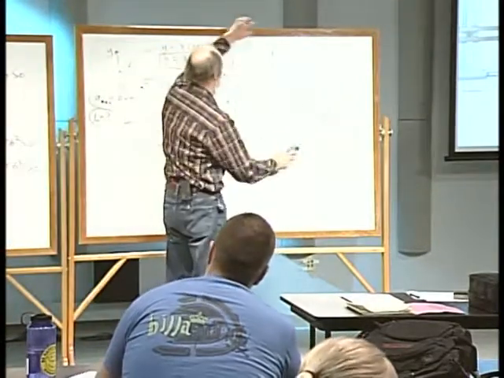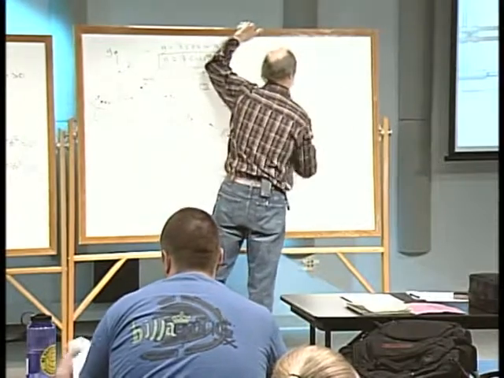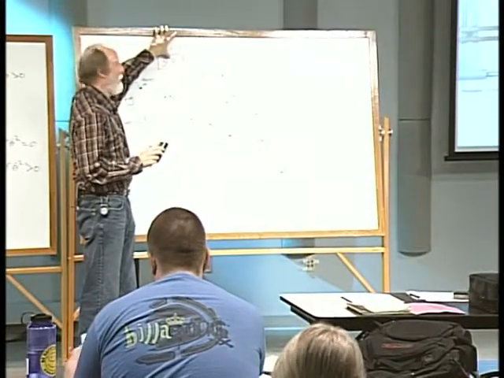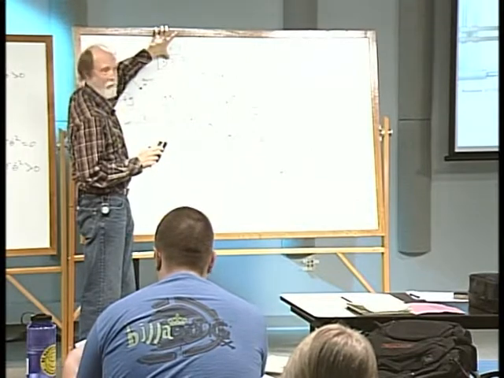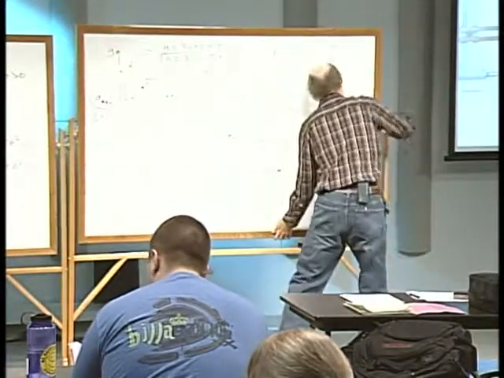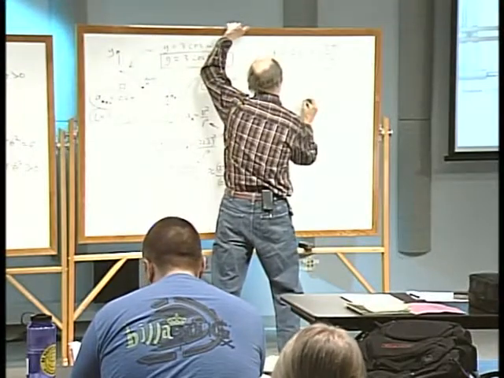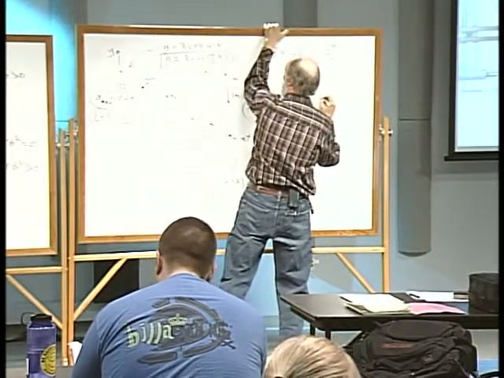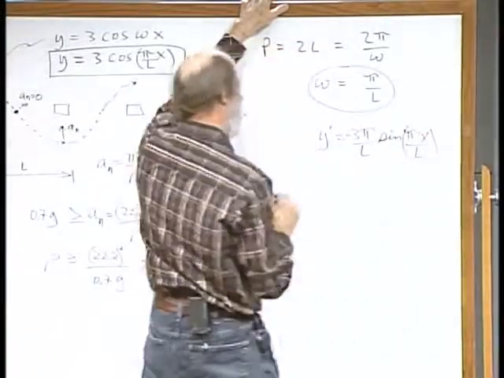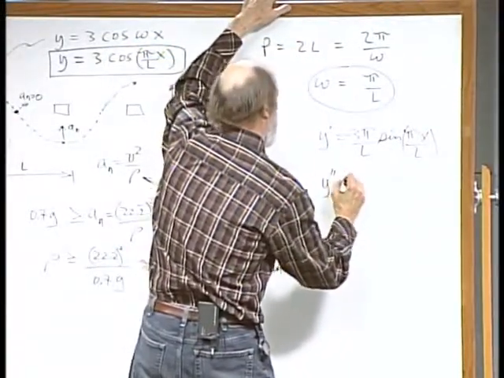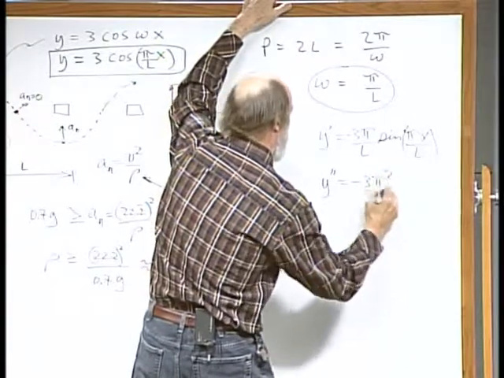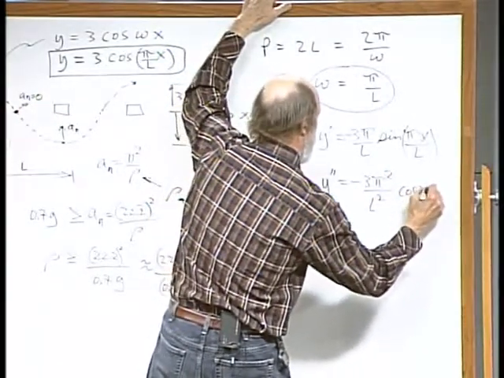And I'm going to erase our Vmax calculation over here so I have enough room to do this. What I do remember is that we need derivatives. We need the second derivative, and obviously the first derivative. Those show up when we formulate that. So if I do the first derivative, y prime is negative 3 pi over L sine of pi x over L. And then if I get the y double prime, we crank it again, and we get minus 3 pi squared over L squared cosine of pi x over L.